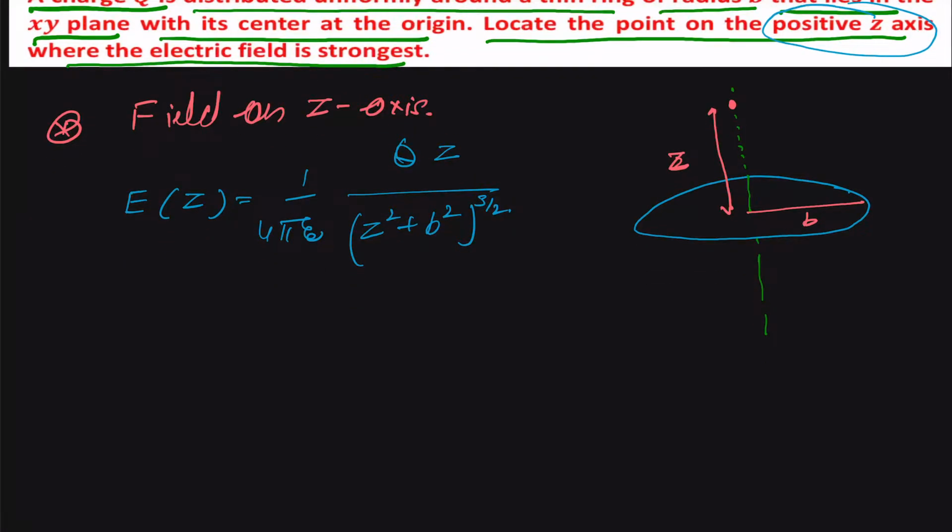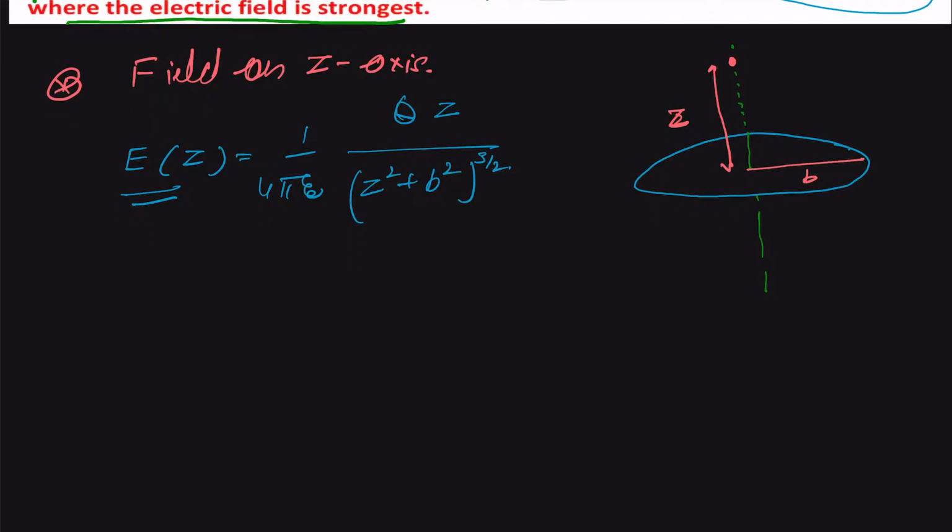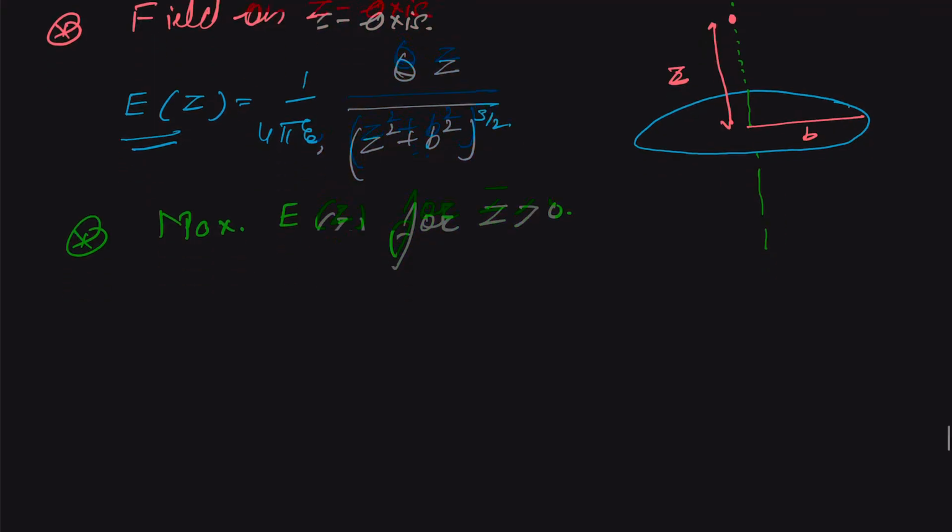And we want this electric field to be strongest, meaning maximized. For that we are going to find the value of Z. So we can say that we maximize E of Z for Z greater than 0.